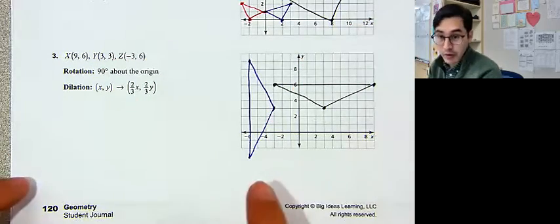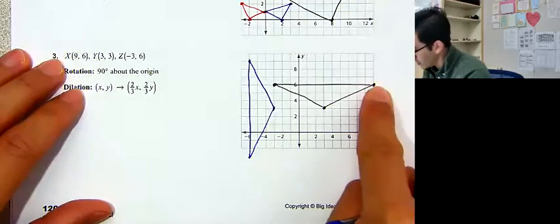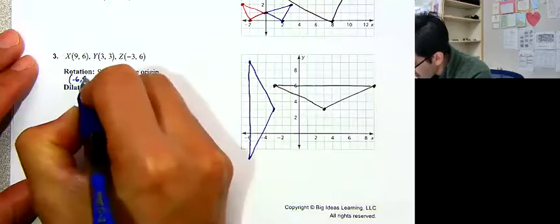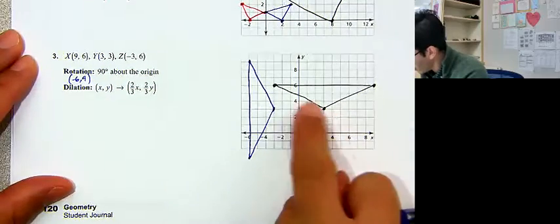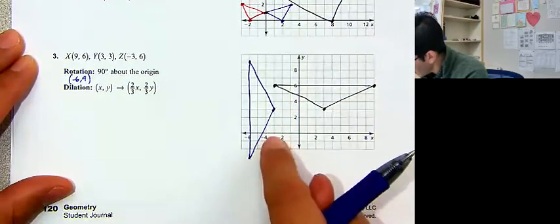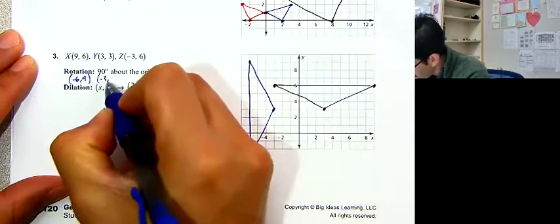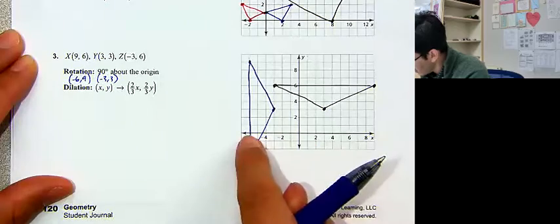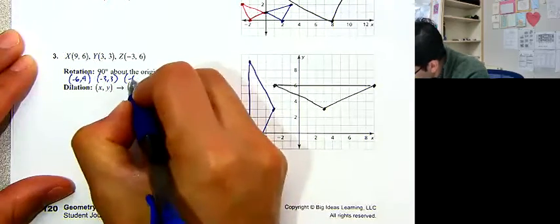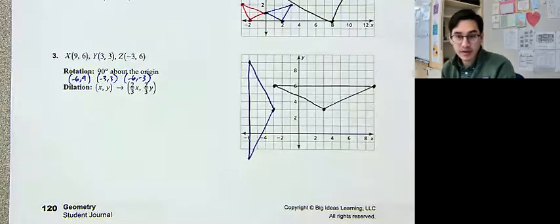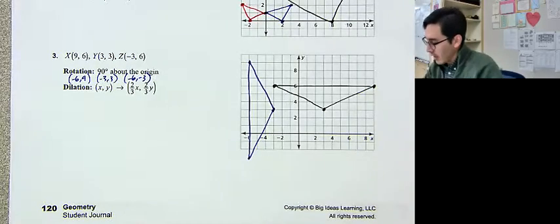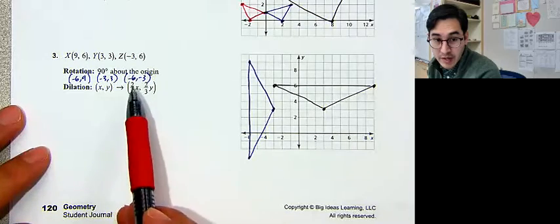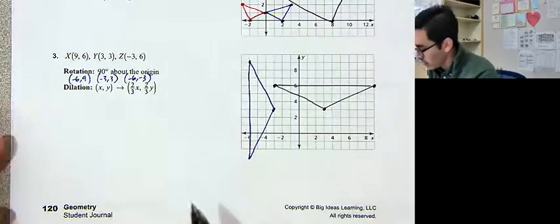Okay, so let's record the coordinates. Okay, so this point got rotated over here, so it's now -6, +9. Okay, this point got rotated here, so it's -3, +3. And then this point got rotated down here. It's at -6 and -3. All right. And then at this point, we're going to do the dilation. We're going to multiply the x-coordinates by 2/3, multiply the y-coordinates by 2/3.